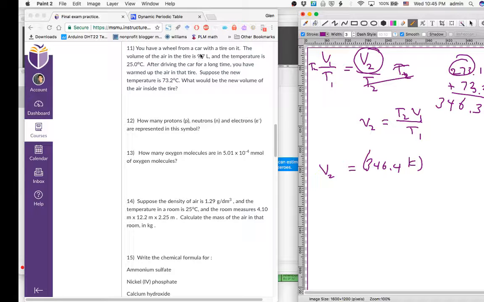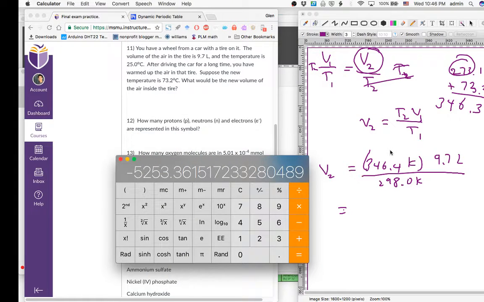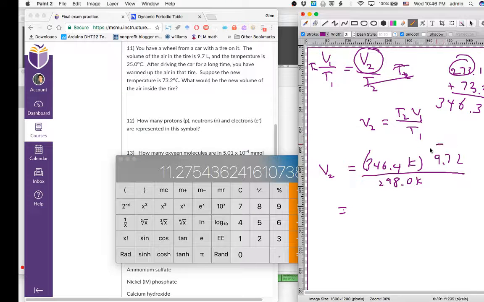And the V1 is this here, 9.7 liters. The volume of the air in the tire is 9.7 liters. And the T1, you started out at 25 degrees Celsius, which is 298 K. Actually, it's 298.0 Kelvin, isn't it? Figure out the new volume here. 346.4 times 9.7 divided by 298. And that's in 2 significant figures just like that. That's 11. 11 liters is the new volume of your tire.